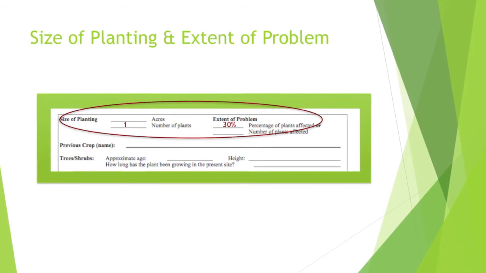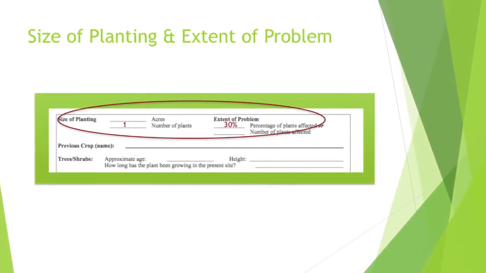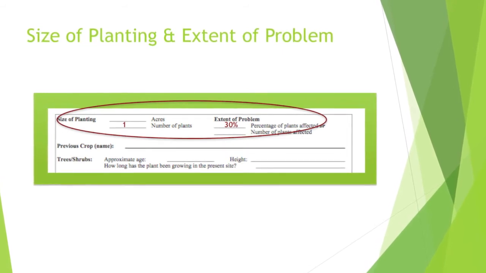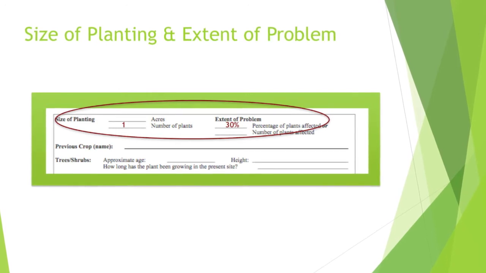If you only have one plant, then you can indicate the percentage of the plant that is showing symptoms. For example, you could have one oak tree showing symptoms of browning leaves and dieback, and about 30% of the tree is showing these symptoms.